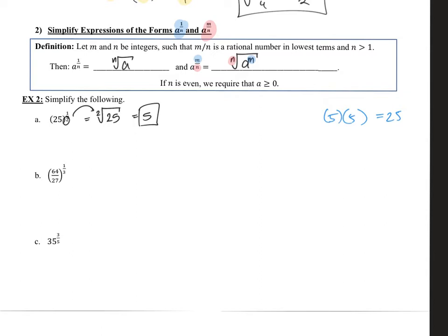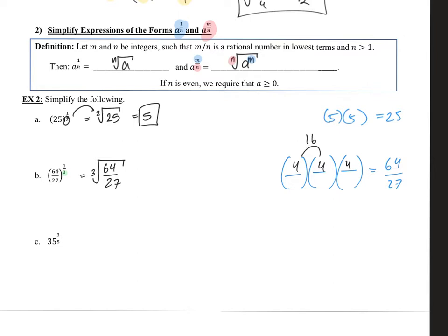All right, looking at the next one, go ahead and pause this video and try to translate that into the appropriate root. So the value in the denominator is 3, which means we're going to have a cube root. So this is going to be the cube root of 64 divided by 27. Now this time, this is looking for something that times itself 3 times gives us 64 over 27. So what number times itself 3 times gives me 64? Well, that number is going to be 4.